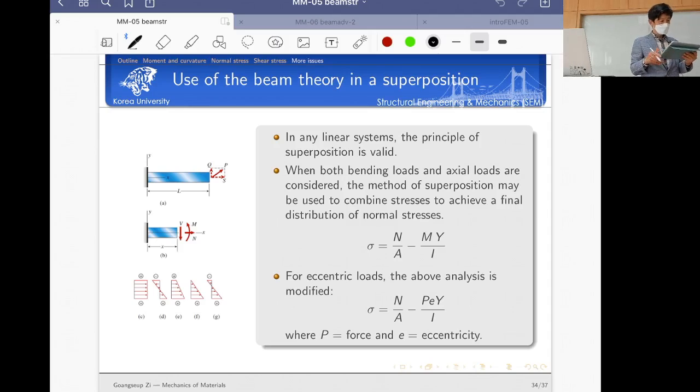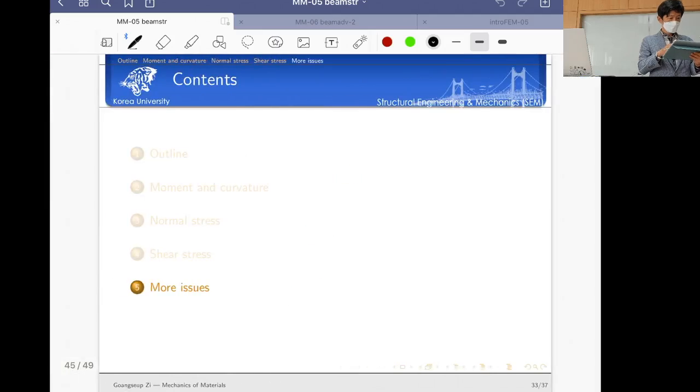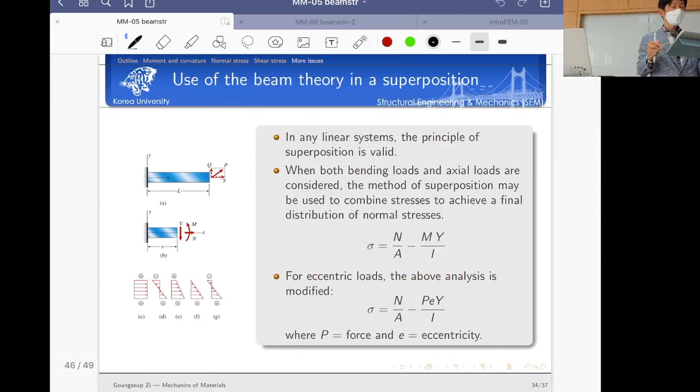So today, we are talking about the beam problems, right? We discussed the moment curvature relations, and then the normal stress and shear stress, and then we have a special issue. Here, the special issue is superposition. Before we talk about the information given in the textbook, let me review the principle of superposition a little bit more.